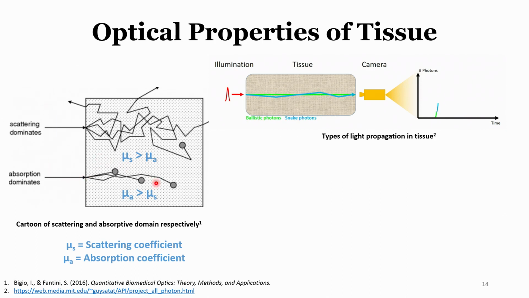In the bottom part, what we assume is that mu a, that is the absorption coefficient, is higher as compared to the scattering coefficient. So, what we observe over here is that the photons are getting absorbed rather than getting scattered. Here there is still some scattering, as you can see there are slight scattering events, but eventually they are getting absorbed within the tissue.